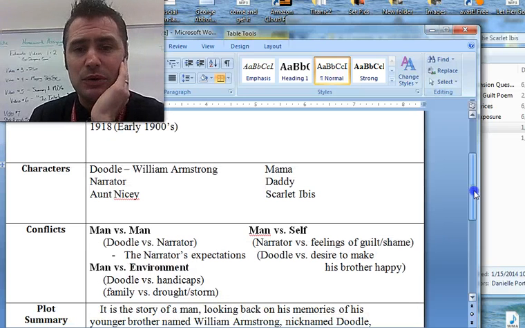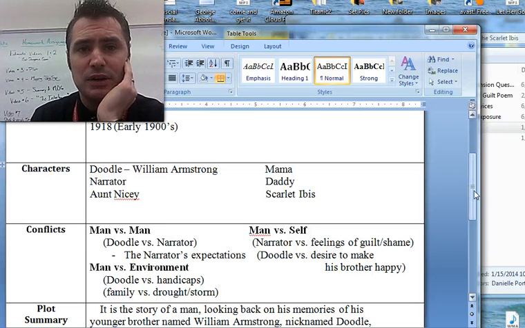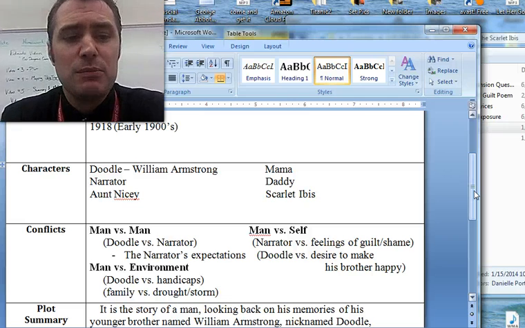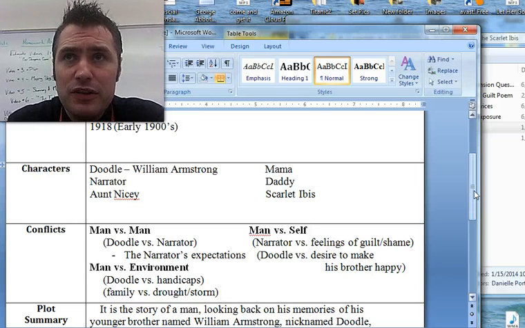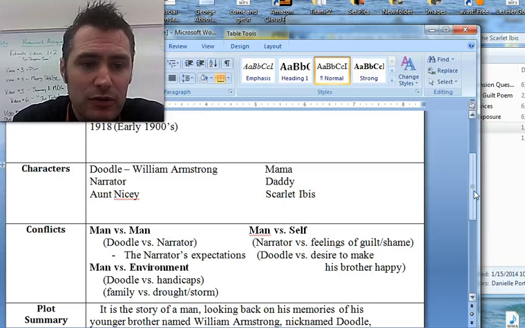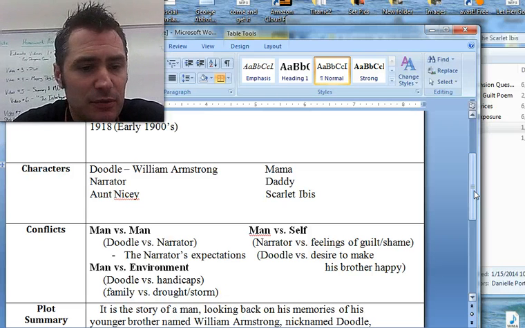Coming down into our conflicts here. I don't really think we have a supernatural type of conflict in the story, so we're going to stick with the man versus man. We know that Doodle versus the narrator, but it's Doodle versus almost the narrator's expectations for him. So make sure you add that in the conflicts portion of your notes.